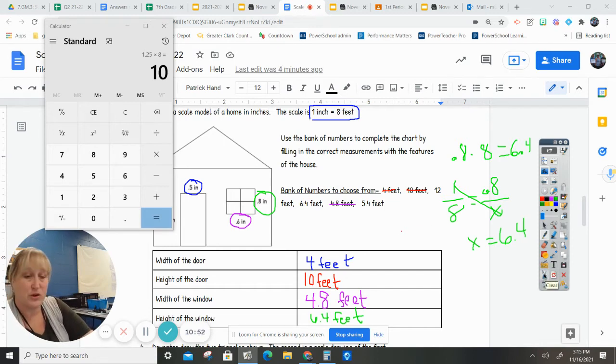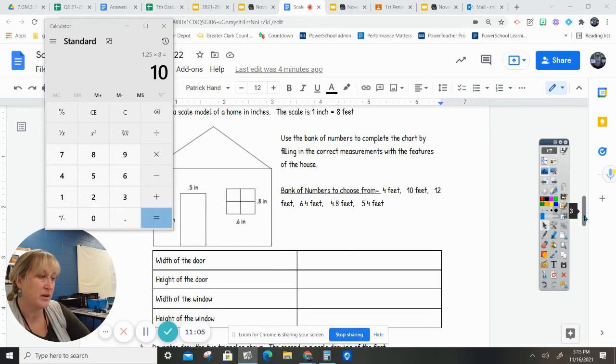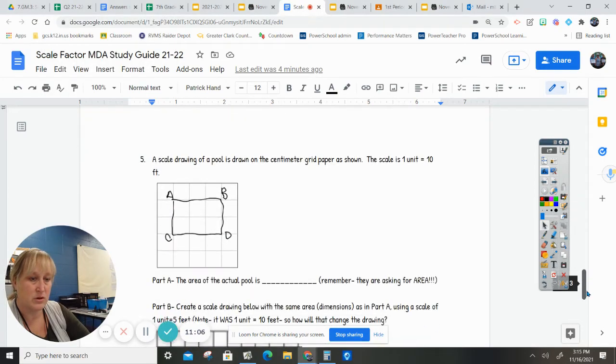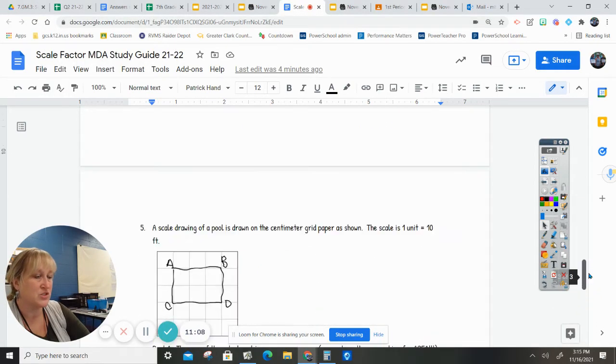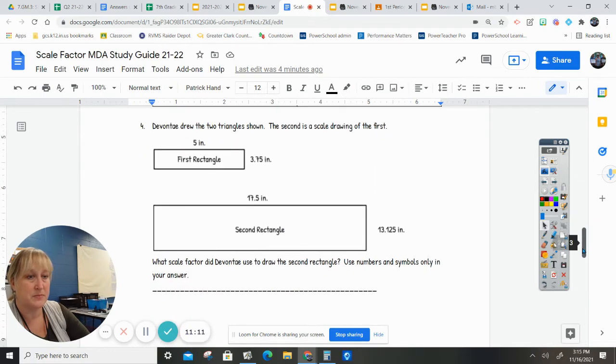Please make sure that you have that on your paper and that you understand, because you will be seeing something similar to this with decimals. Yeah, so just do your best ability. We're going to keep moving. There are 5 questions total, so we're almost done.